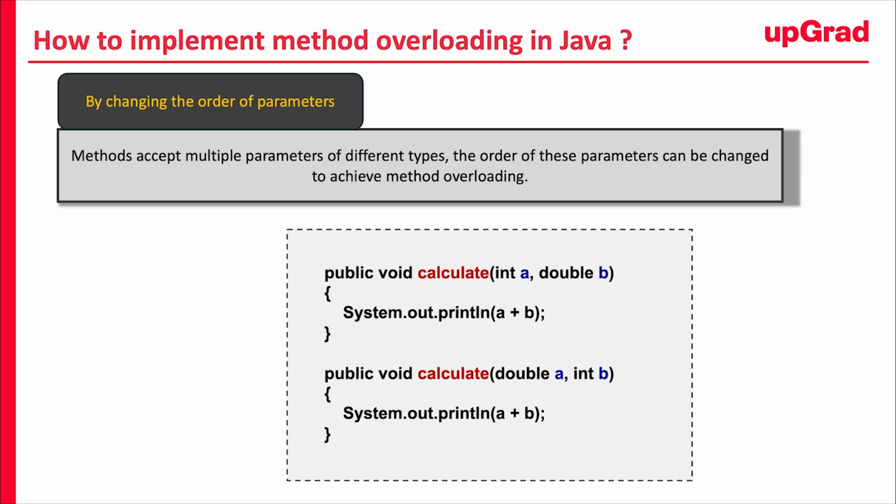Similarly, if we call the calculate function and pass the decimal value, for example 35.2 and 7, then it will automatically go to the second function, because in this particular case the first value is of decimal type and the second value is of integer type. I hope you guys understand. So this is how we are just changing the order of it and still we can do method overloading. Now let's do an example of this one as well.